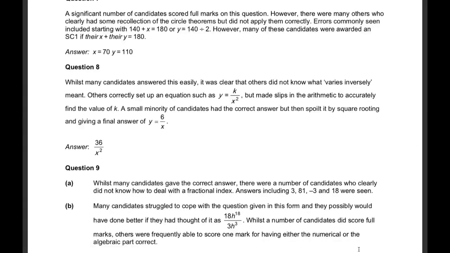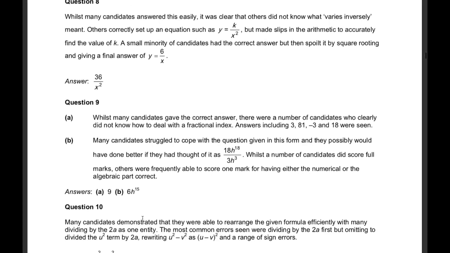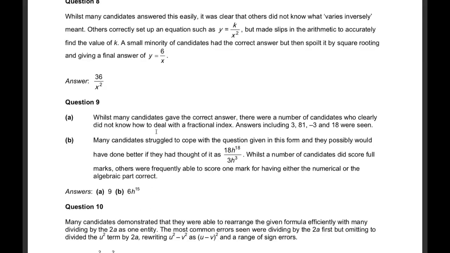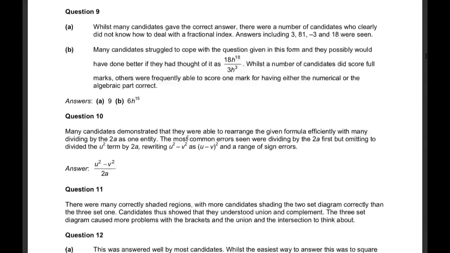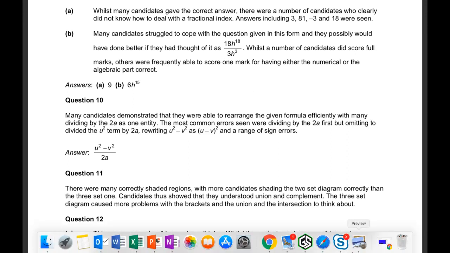Quick check of the mark scheme, as always. Okay, so we have 9, and we've got 6h to the power of 15. As you can see, a lot of people struggle with indices questions and dealing with fractional or negative indices. So something to really revise on those paper 2s. And many candidates struggled written in that particular form, and would have probably found it better if they had written it as a fraction. Okay, that's an interesting point. Didn't really think about that. Okay, so let's carry on.